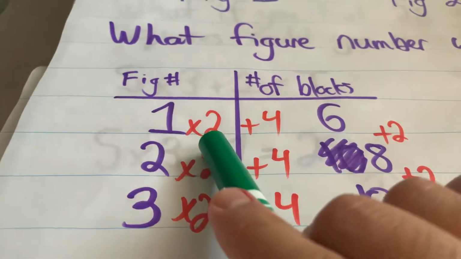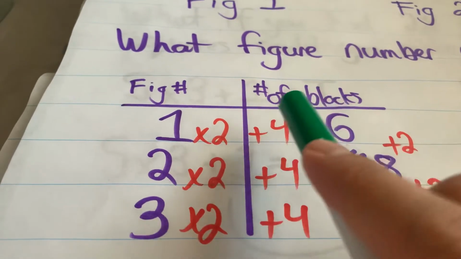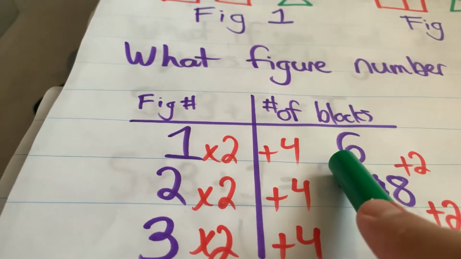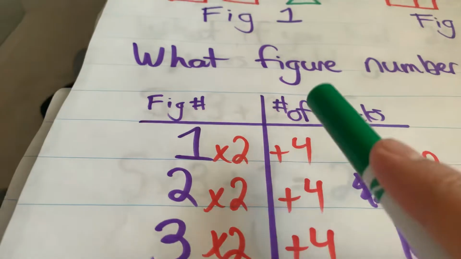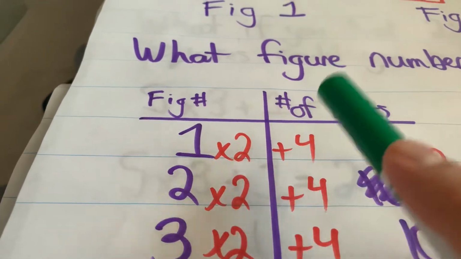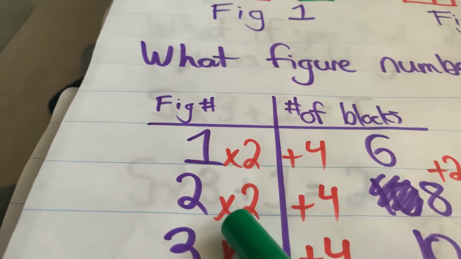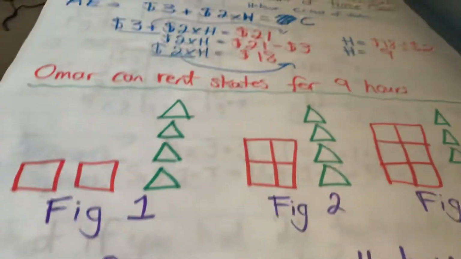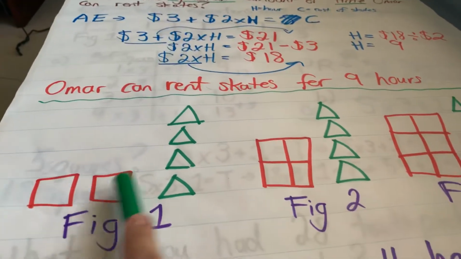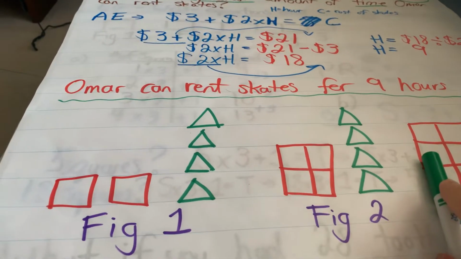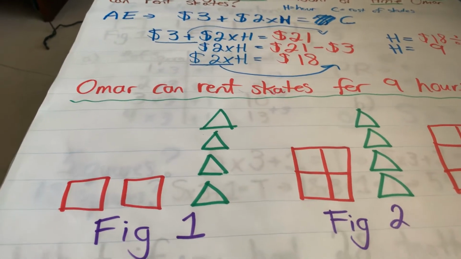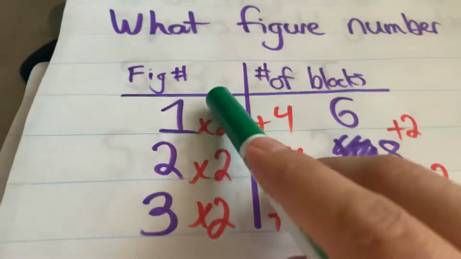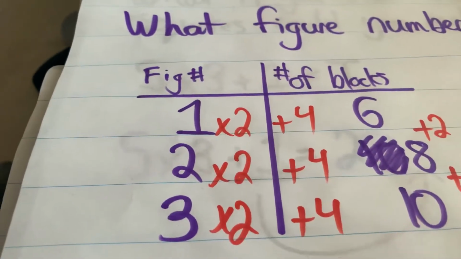So 1 times 2 is 2, but I need to get to 6. How much more do I need to add? Well, I need to add 4. That's for the green triangles. And notice we're going times 2, times 2, times 2. If I look at the red squares, 2, 4, 6. It's the multiples of 2, times 2, times 2, times 2.